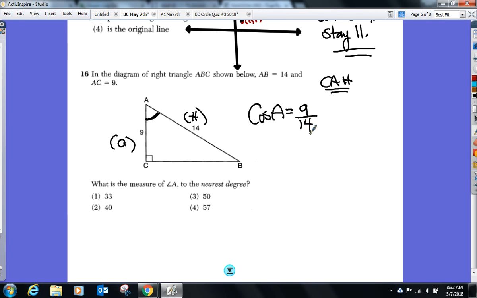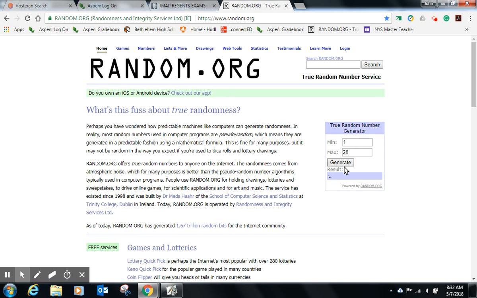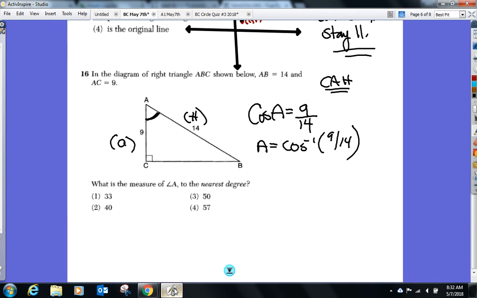And then specifically, what are you doing in your calculator? Inverse cosine of 9 over 14. Make sure you're in degree mode. I don't know if you've been playing around in your calculator, but you should never be out of degree mode anyway. And then angle A turns out to be 50 degrees, yep. Questions?